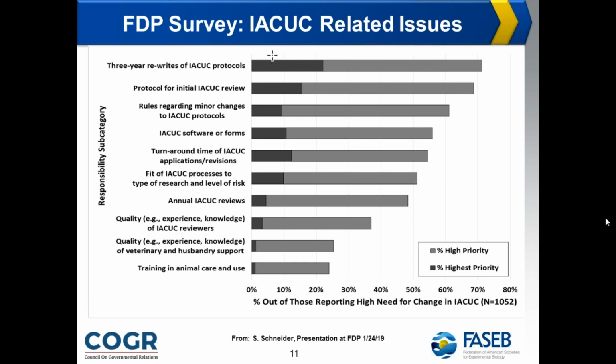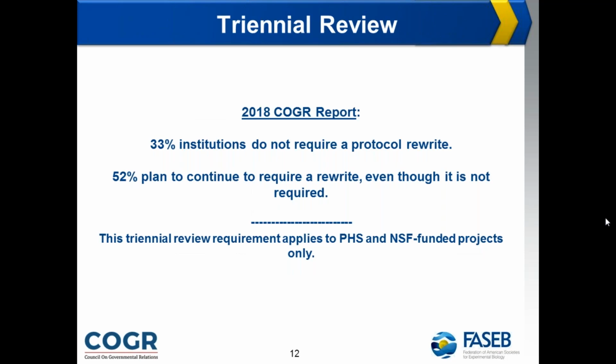Yeah. So next slide, we see the results from the report again, and 33% of the institutions did not require a protocol rewrite at 3 years. However, 52% of the institutions continued to require this rewrite, even though it's not required. So, this may be why, from the FDP survey, investigators thought this was a particularly onerous activity. Molly, do you have anything to add on this one?